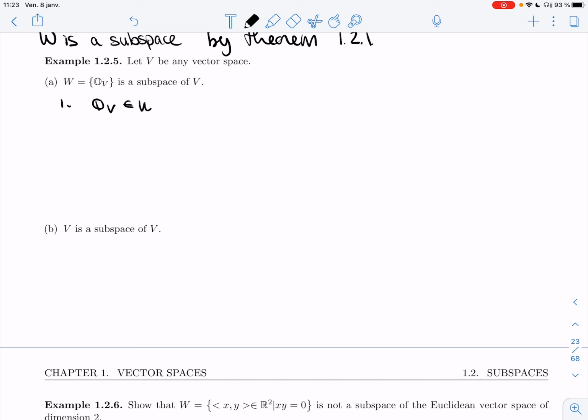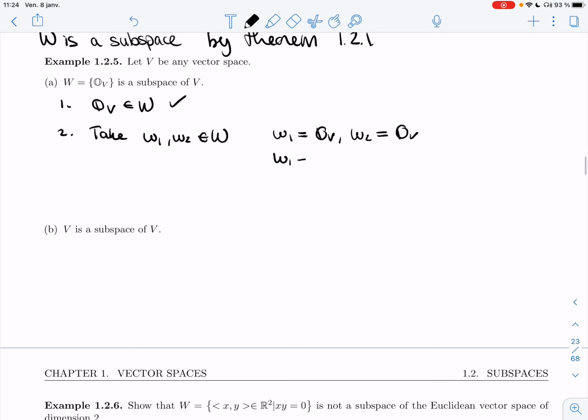0V is in W. Yes, in fact, it's the only element of W. If I take W1 and W2 in W, well, W1 is 0V, W2 is 0V. It's the only element we have. And so if I add them, well, if I add 0 to 0, I get 0, which is also in W. Check.